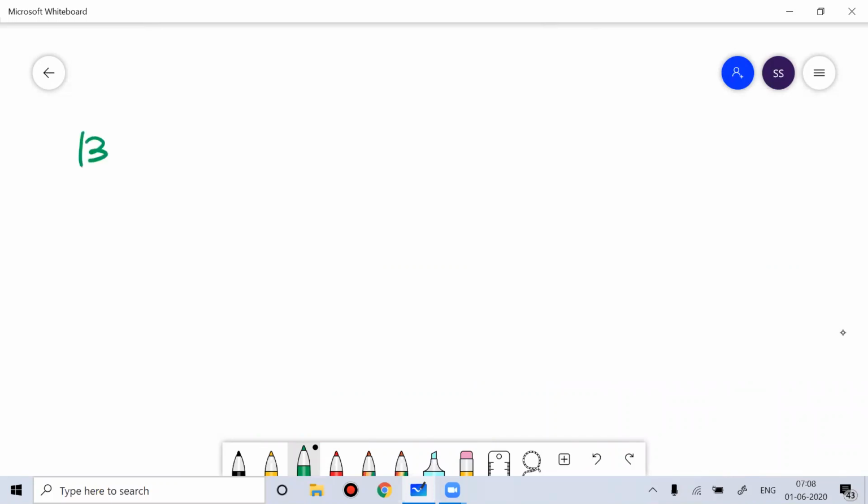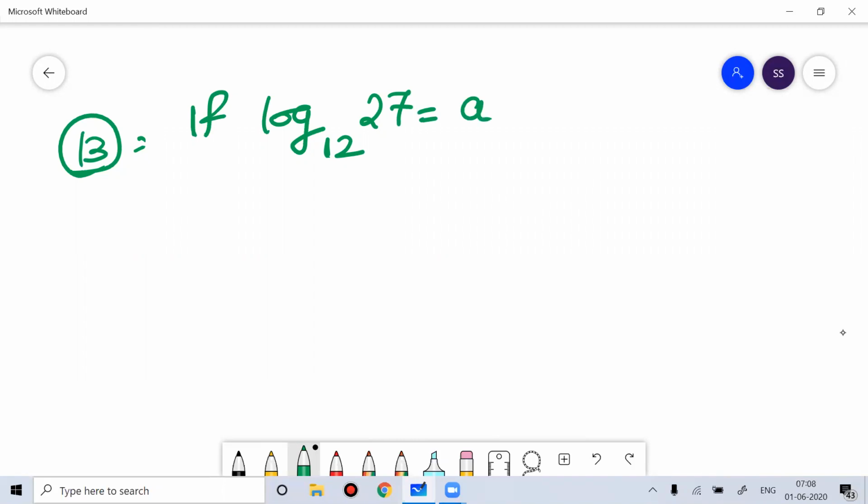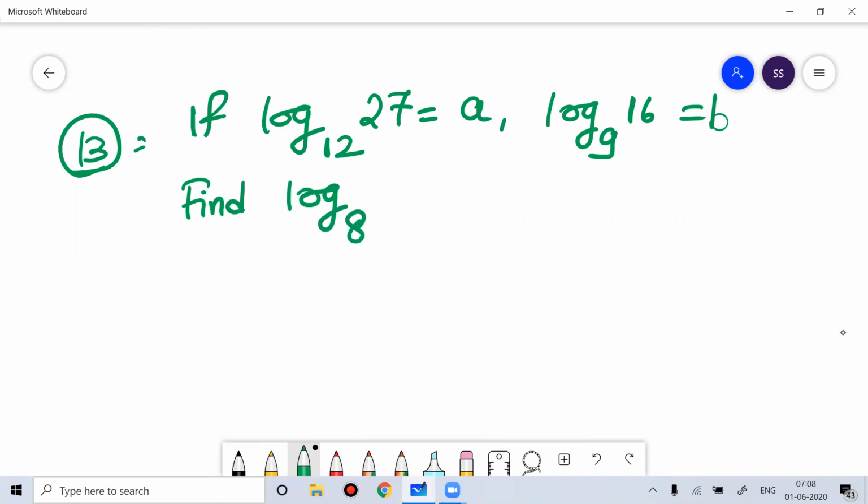Okay, next question. I'm not sure about the question numbering, so you can ignore the question numbering. So if log base 12 of 27 is equal to a, and log base 9 of 16 is equal to b, then find log base 8 of 108.